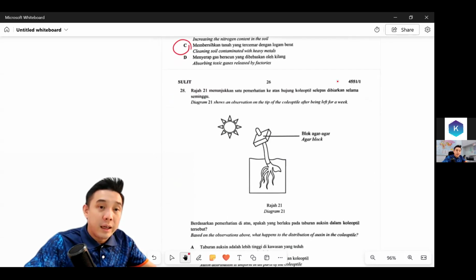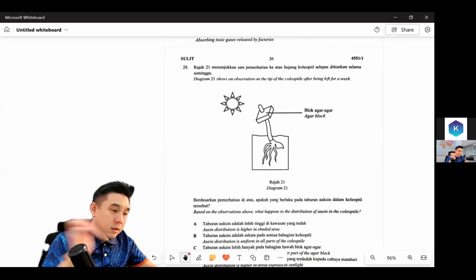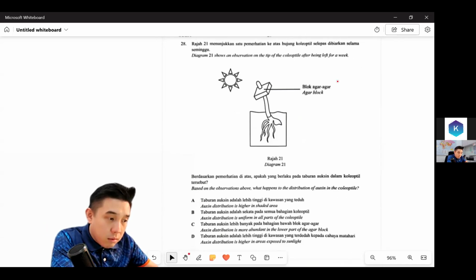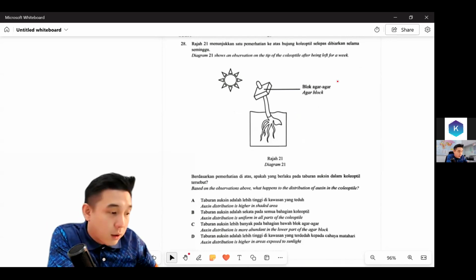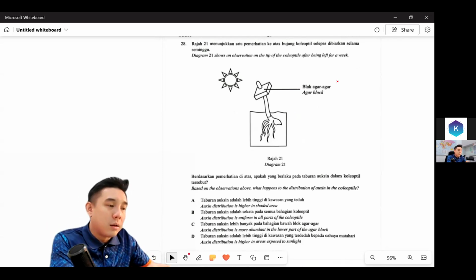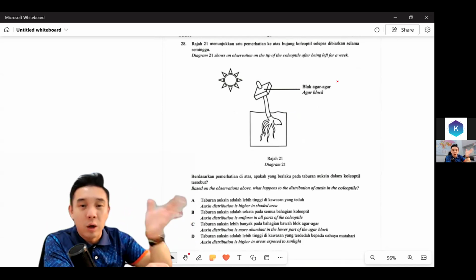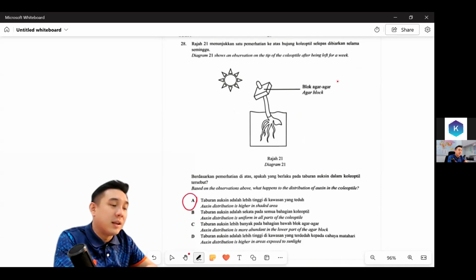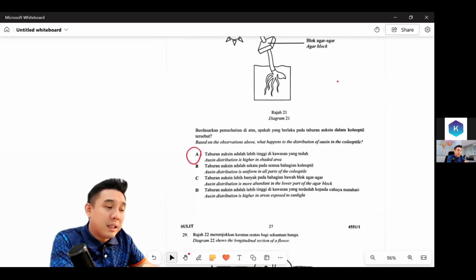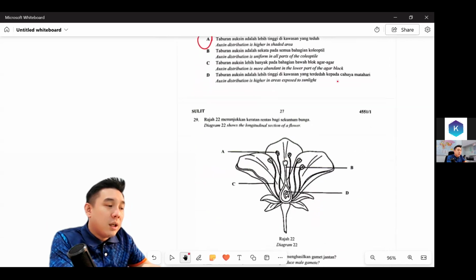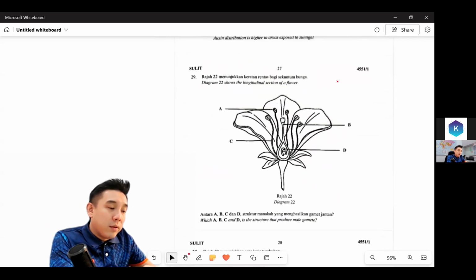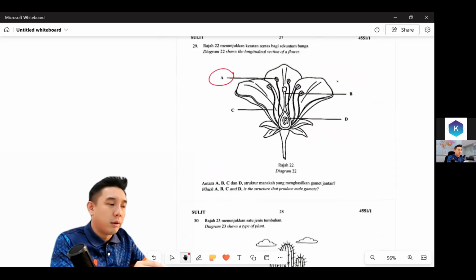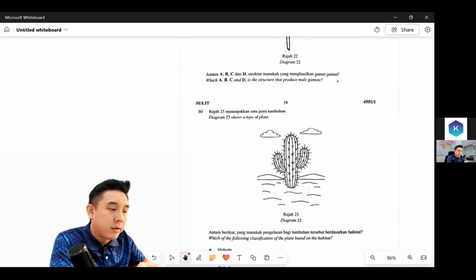Next, question 28 is auxin. What happens to the distribution of the auxin in the coleoptile? Understood, the auxin will always move towards the shaded region. So the answer is A. It is higher in the shaded region. Question 29. Which of the following produce male gametes? Super simple. 29A. Okay, guys, 29A.